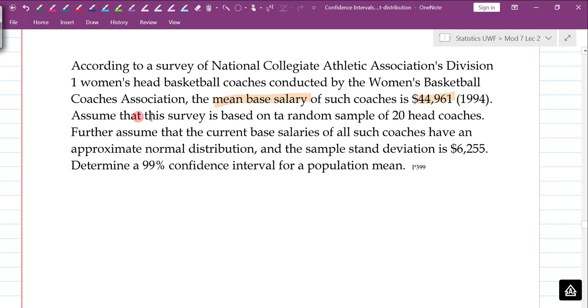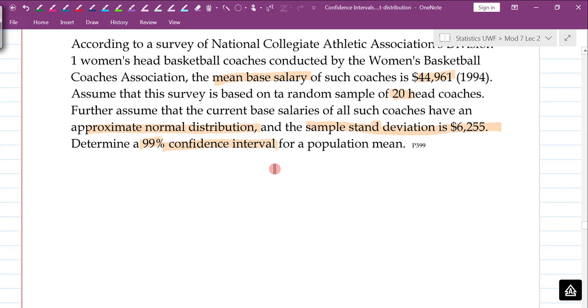Assume that this survey is based on a random sample of 20 head coaches, so our sample size is 20. Further assume that the current base salary of all such coaches has an approximate normal distribution, and that the sample standard deviation is 6,255. Determine a 99% confidence interval for the population mean salary.